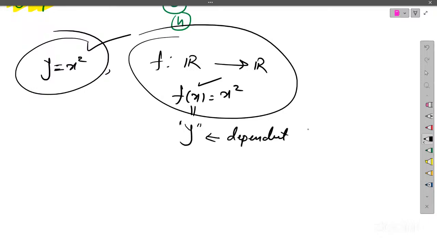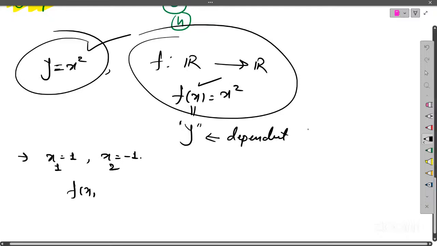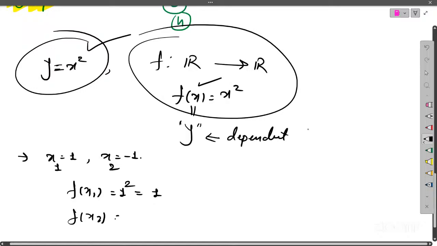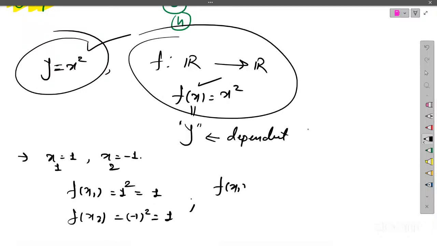So in place of f of x, sometimes we write y. This is a very common way of expressing a function. That means y is equal to f of x, which is x squared. Observe that if you take x equal to 1 and x equal to minus 1, suppose I take x1 to be equal to 1 and x2 to be equal to minus 1. Then f of x1 is 1 squared, which means 1, correct? And if you compute f of x2, that is also minus 1 the whole square, which is 1. So here we are getting that f of x1 is equal to f of x2, which is equal to 1.